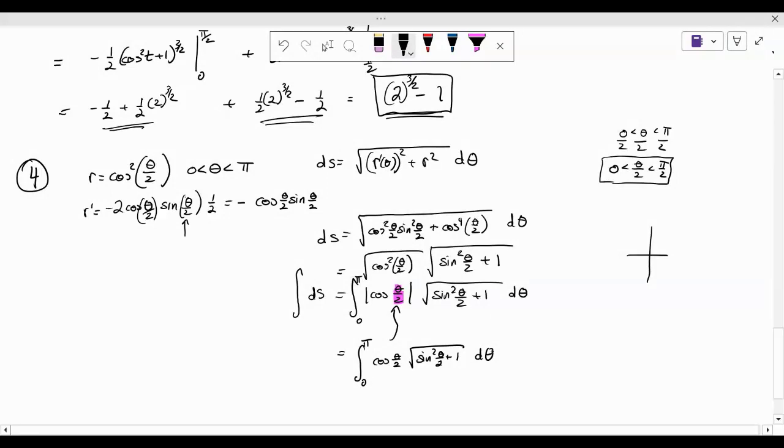How to actually integrate this, right? I don't know. I guess a u-sub followed by a trig sub or something. So I'm not going to bother. But if you'd like, you can try it.